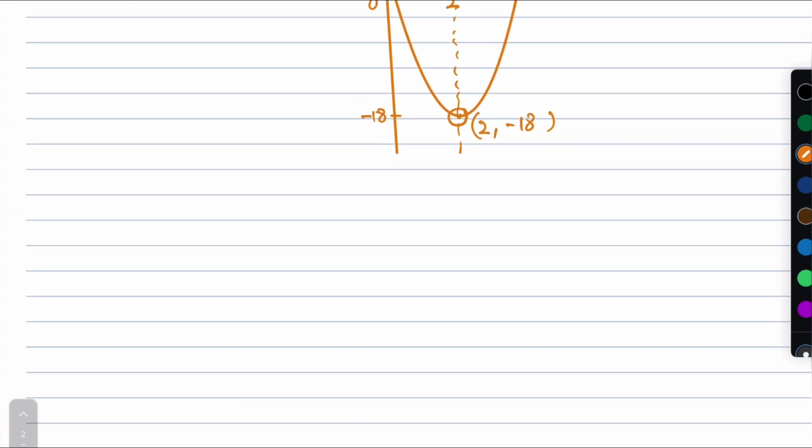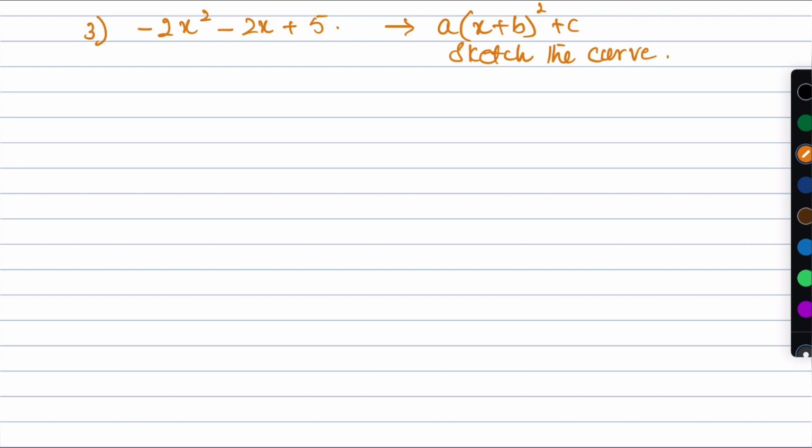Let's solve another example. The third example that we have says negative 2x squared, negative 2x, and plus 5. So again, express it in the form a(x plus b) the whole squared plus c, and also sketch the curve. This is what the question says. So again, I have to take negative 2 common. I will be left with x squared plus x and minus 5 by 2.